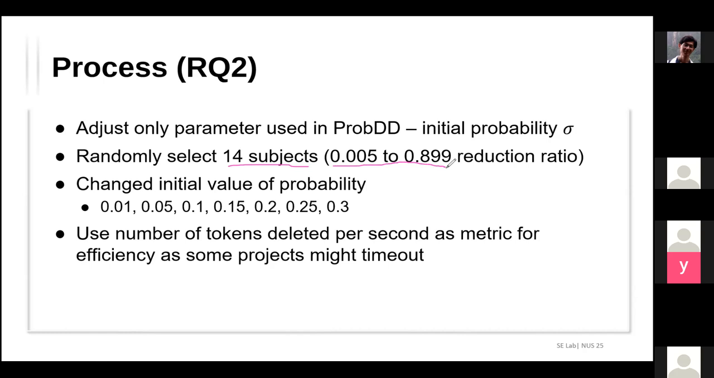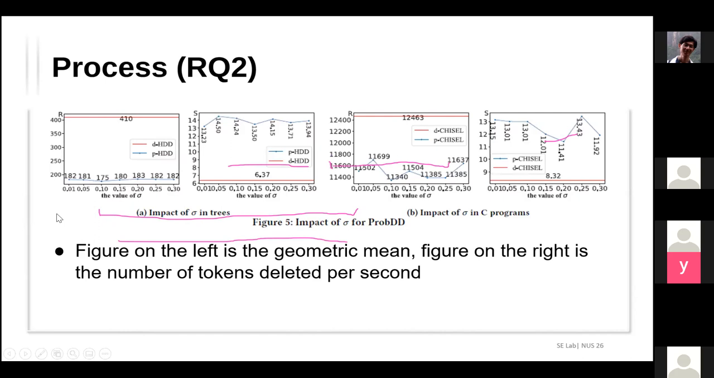So I guess this just shows that their programs are very comprehensive, so it has all sorts of reduction ratios included. For their sigma, they actually tried out a range of values, and they used the number of tokens deleted as the metric. So based on their values, we can see over here the red line is always the ddmin method, and the blue line is their method.